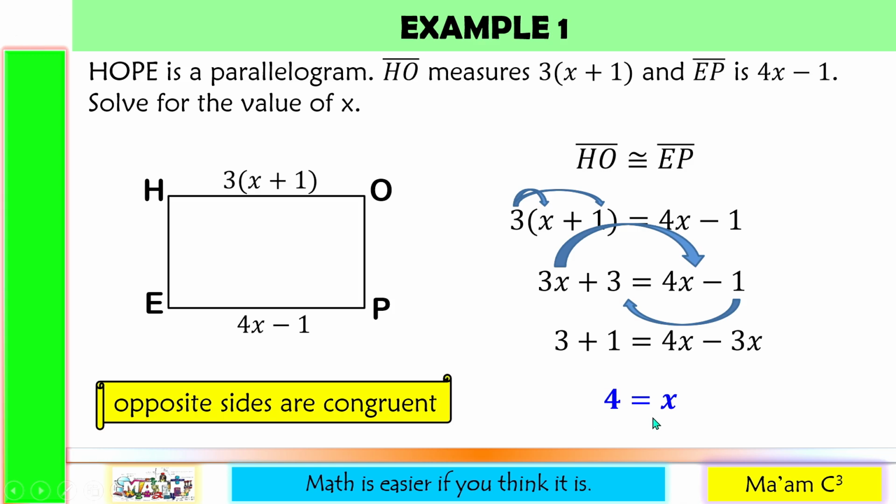Let us do quick checking. Let us substitute 4 in our x's here. So 4 plus 1 is equal to 5, and 5 times 3 is equal to 15. In here, let us also substitute 4. So 4 times 4 is 16, and 16 minus 1 is 15. Indeed, line segment HO is congruent with line segment EP. Therefore, our answer x equals 4 is correct.